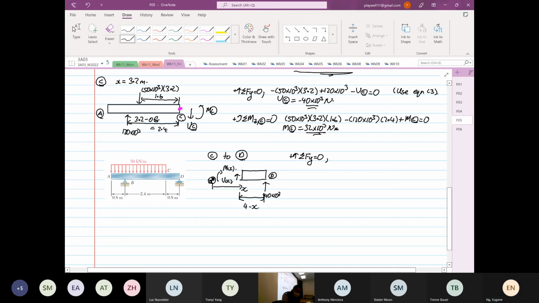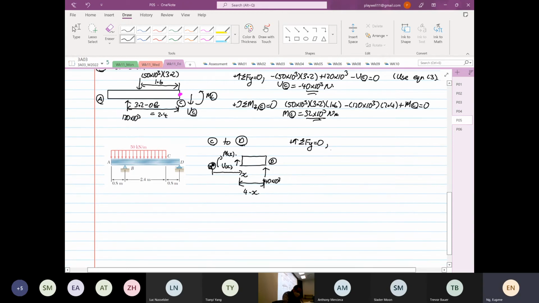Here, we have 40 times 10 to the power 3 plus V as a function of x is equal to 0. V as a function of x is equal to minus 40 times 10 to the power 3. Okay, so this is straightforward. I have to write down the right to left analysis. Okay, right to left.